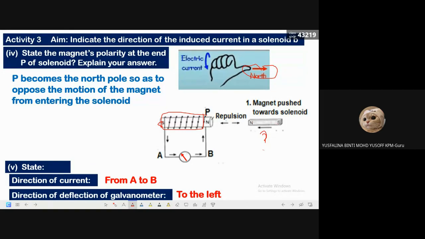So you need to understand Lenz's law well. It has to oppose, whatever it has to oppose. If someone comes near to you, you will try to push them away. Or if someone makes a distance from you, you want to attract them back. So it's the same concept.